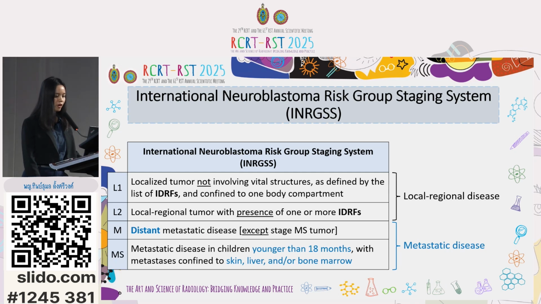Now, let's move on to metastatic disease. Stage M means cancer has spread to distant sites like bone marrow or other organs. Stage MS, on the other hand, applies only to infants under 18 months, where the cancer has limited spread to the skin, liver, and bone marrow.